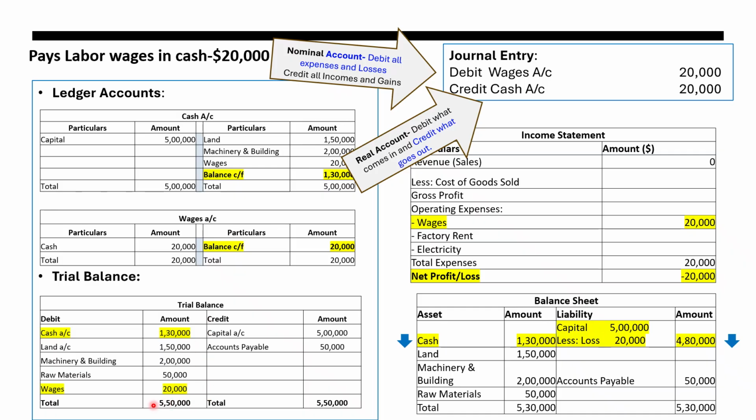Now the trial balance tallies, ensuring accounting posting accuracy. Okay, and now moving to the financial statements.